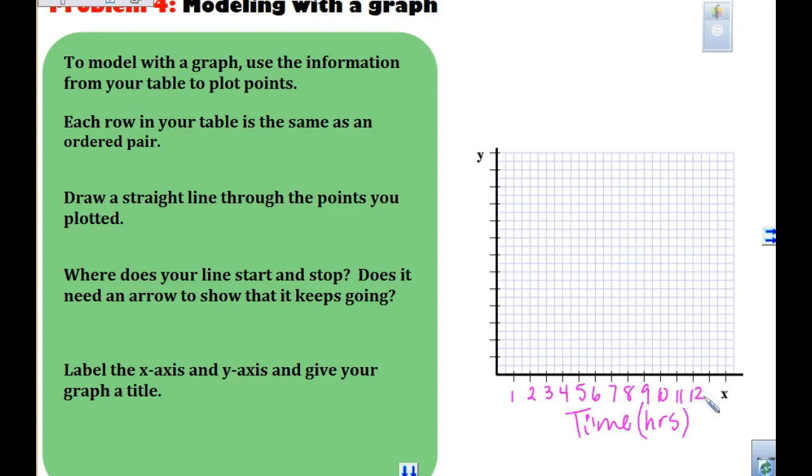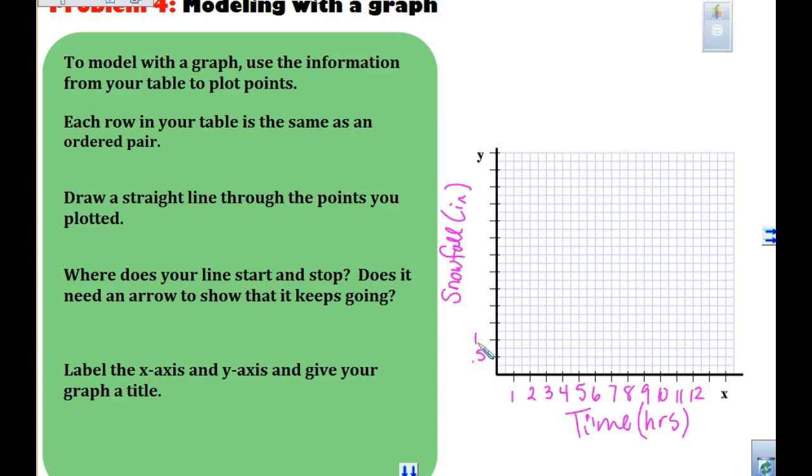I don't have to put 13 hours, right? Because 12 is where we're stopping. And if we are going up, this is going to be our snowfall, and we're talking in inches. So I might have a half in this first one, 0.5. And then I'm going to have 1.